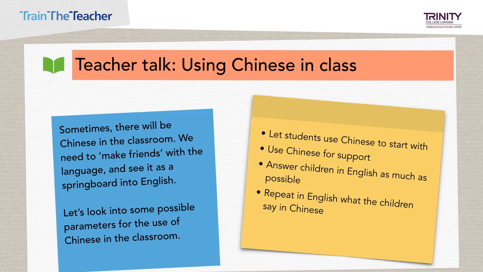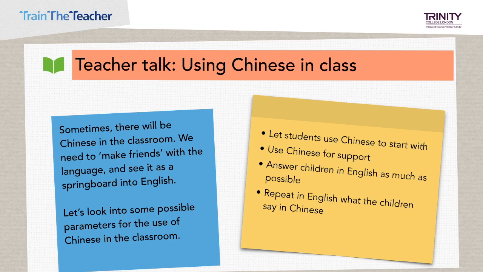Sometimes there will be Chinese in the classroom. We need to make friends with the first language and see it as a springboard into English. So let's look at some possible parameters for the use of Chinese. Children need to talk in order to learn, so you may let them use Chinese to start with. You could also use Chinese to support them when they're doing a new activity, or if there's a moment when it's important that they understand something.